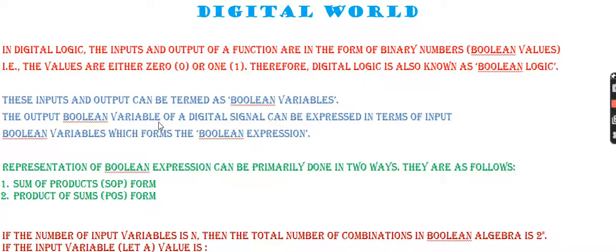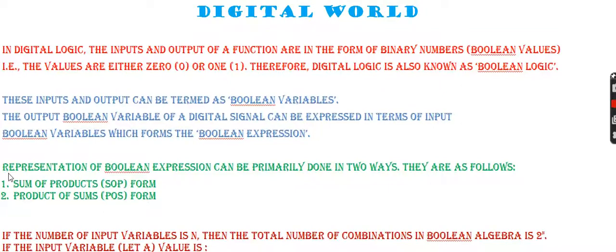Next, the output Boolean variable of a digital signal can be expressed in terms of input Boolean variables, which forms a Boolean expression. Here we have crossed three terms: Boolean values, Boolean logic, Boolean variables, and the next one is Boolean expression, where with the help of Boolean variables we form what is called a Boolean expression. That is, a Boolean expression is a combination of zeros and ones. So these are all the basics of digital electronics or digital logic.